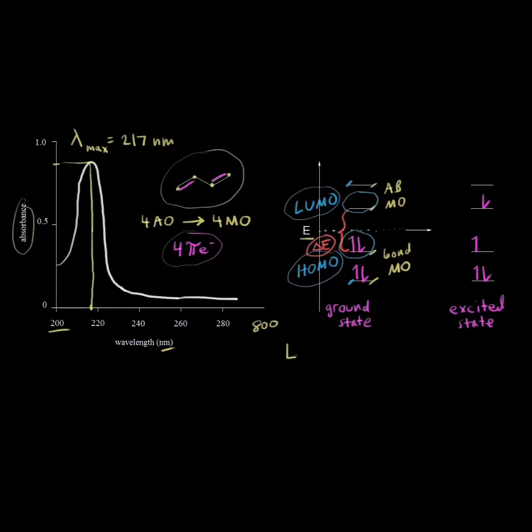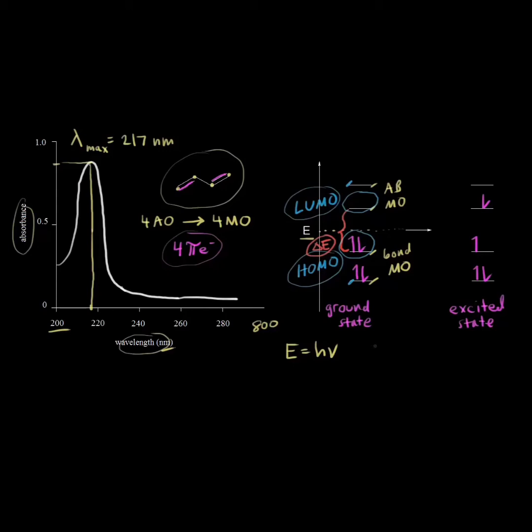We also know the energy of a photon of light is equal to h, where h is Planck's constant, times the frequency of light, which is nu. And over here for the absorption spectrum, we have everything in wavelengths. So we need to write the energy in terms of a wavelength.